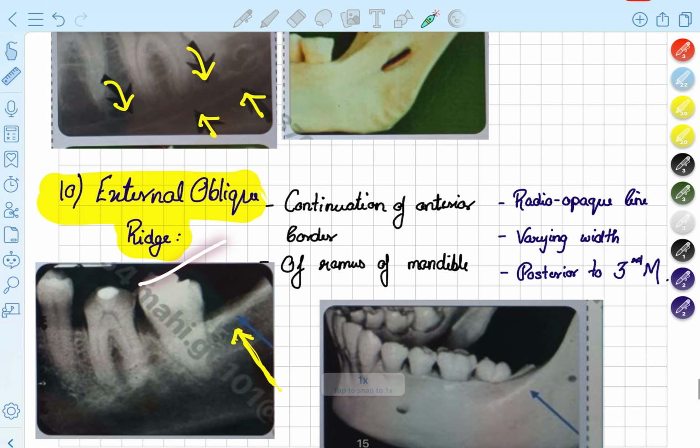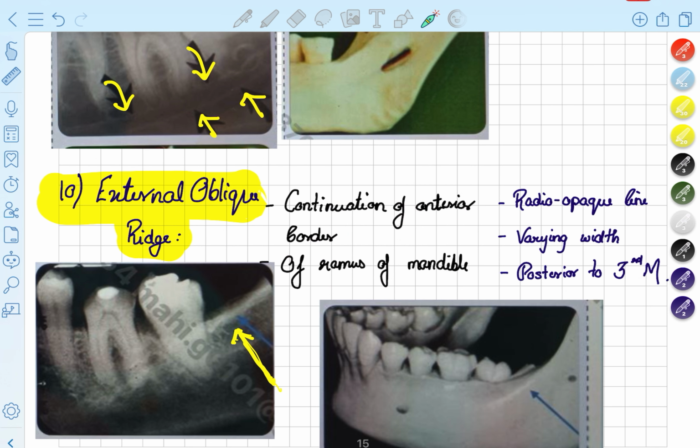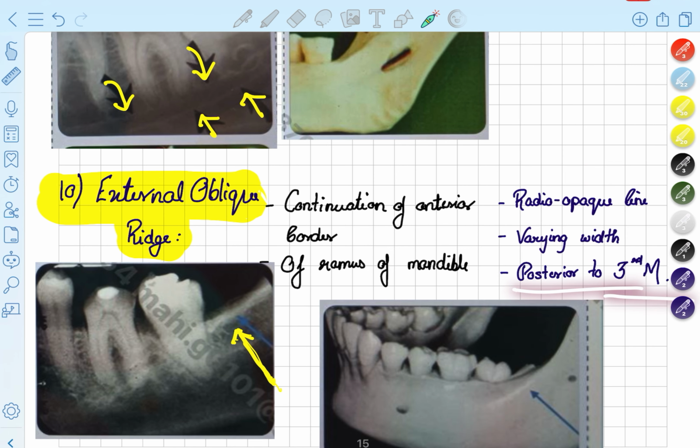The external oblique ridge is the continuation of the anterior border of the ramus of the mandible. This is the ramus of the mandible, and this is the continuation, known as the external oblique ridge. It will appear as a radio-opaque line of varying width. It is located posterior to the third molar region.